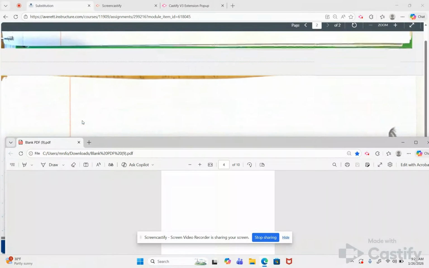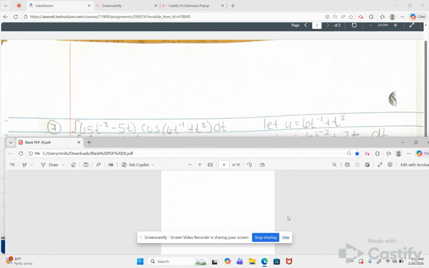All right. Number 7, if you look here, we have 15t to the negative 2 minus 5t times cosine of 6t to the negative 1 plus t squared dt. All right, so if I'm looking at the inside function, the cosine has something on the inside, the composition. The inside function there is 6t to the negative 1 plus t squared.